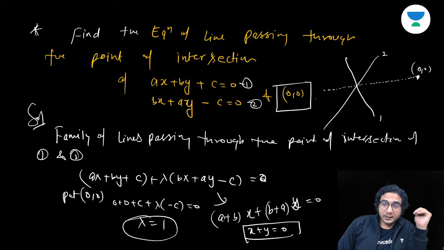Are you guys getting it? We have got the line belonging to that family, passing through the point of intersection of 1 and 2 and also through the origin, by using this family of lines, without finding their point of intersection. It will help a lot in circles. But in straight lines, this concept is very important, because the second type of question which we are going to do is actually more important.